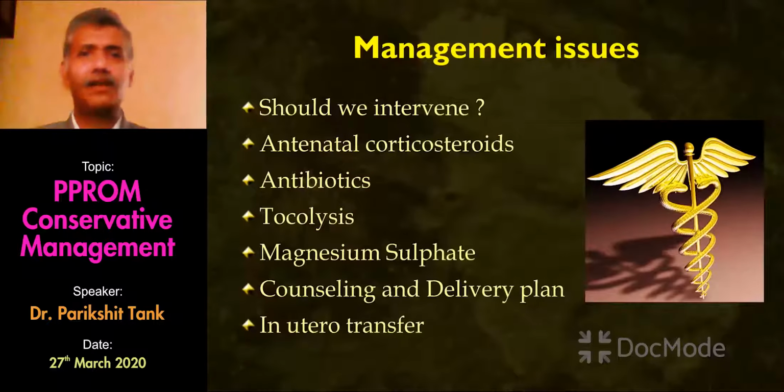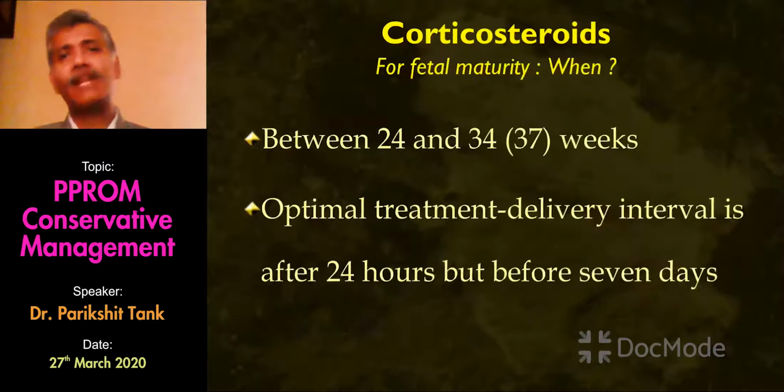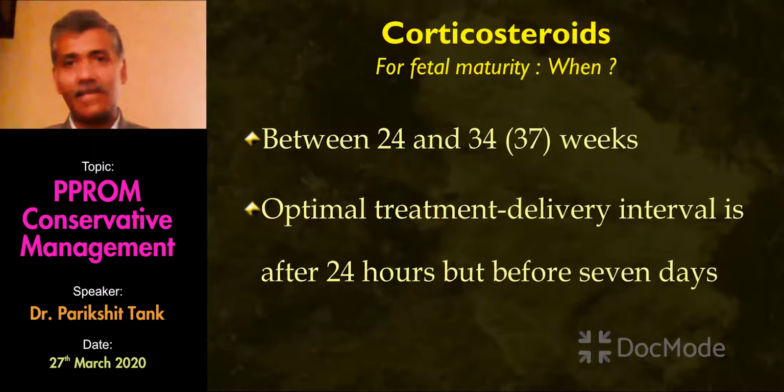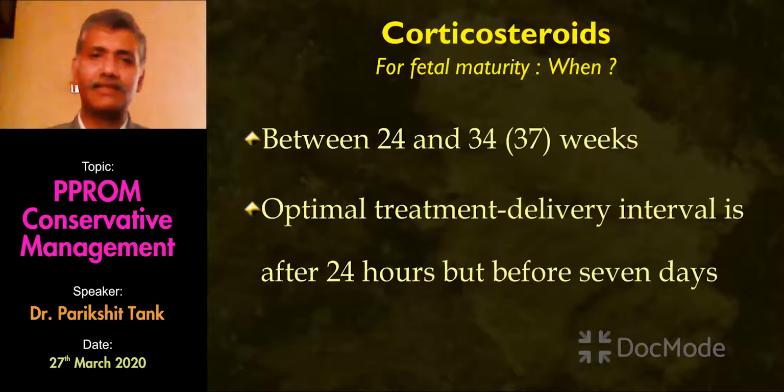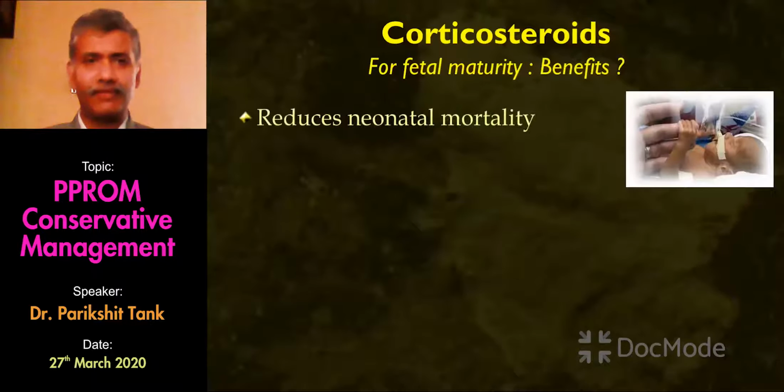So, visiting the management issues again in terms of the interventions during the conservative management, the first one that we have on our list is corticosteroids. We are all familiar with the regimes and the timing when corticosteroids should be administered. 24 to 34, or some authorities say 37 weeks, is the time when we should give corticosteroids. The optimal treatment delivery interval is 24 hours, but less than 7 days. What are the benefits? Manifold.